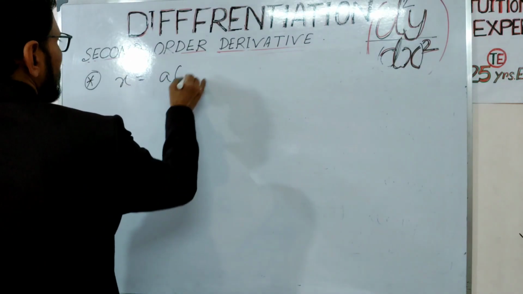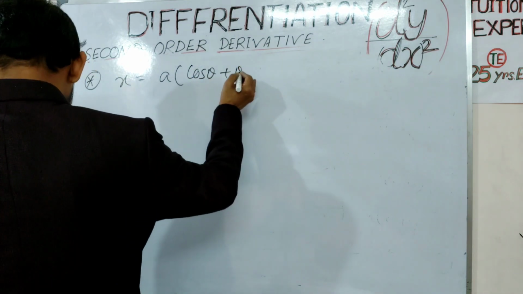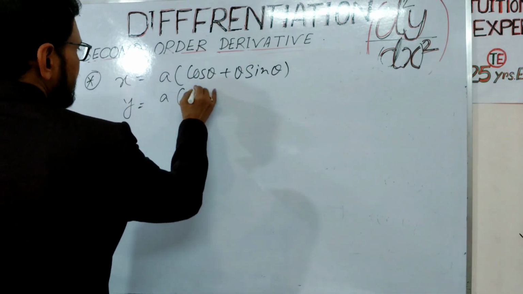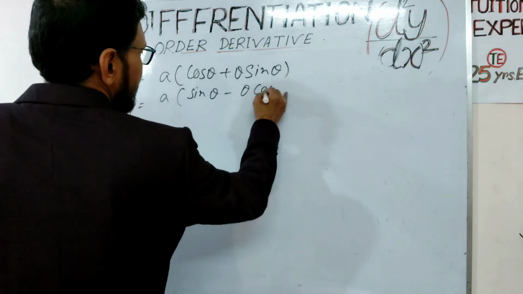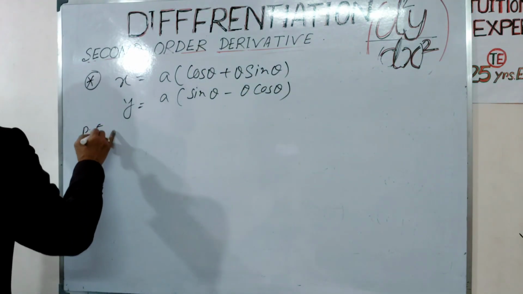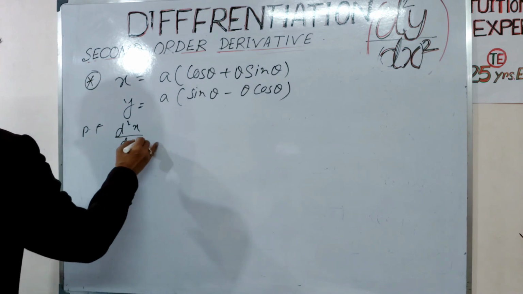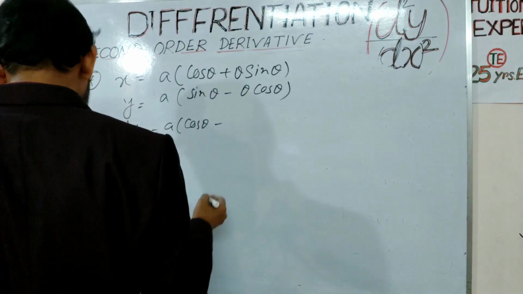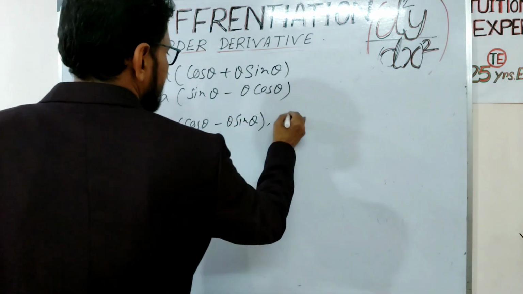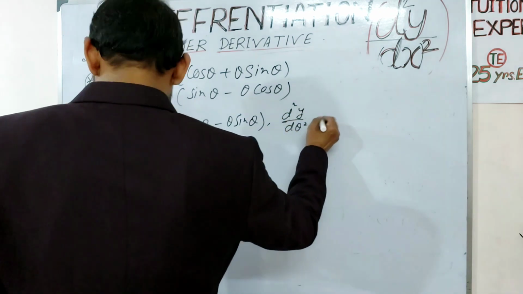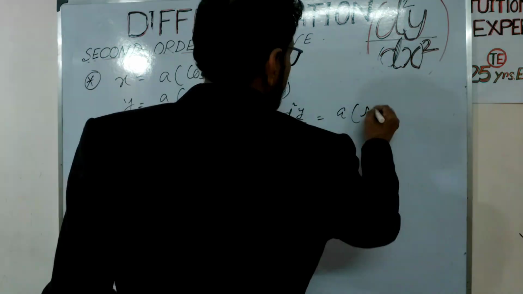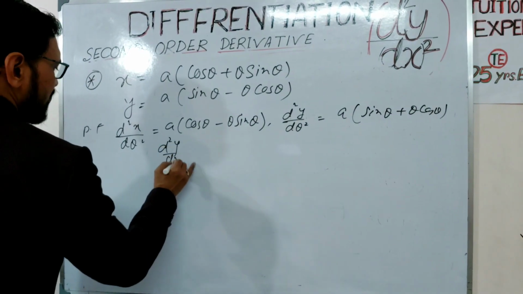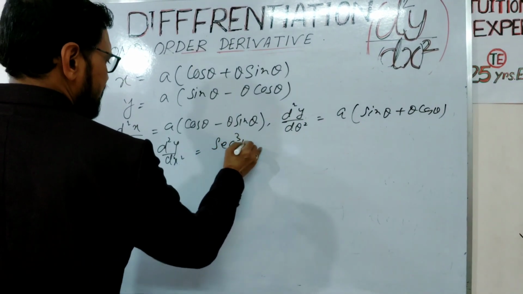x equal to a into cos theta plus theta sin theta and y equal to a sin theta minus theta cos theta. Prove that d2x by d theta square equal to a into cos theta minus theta sin theta and d2y by d theta square equal to a into sin theta plus theta cos theta and d2y by dx square equal to sec cube theta by a theta.